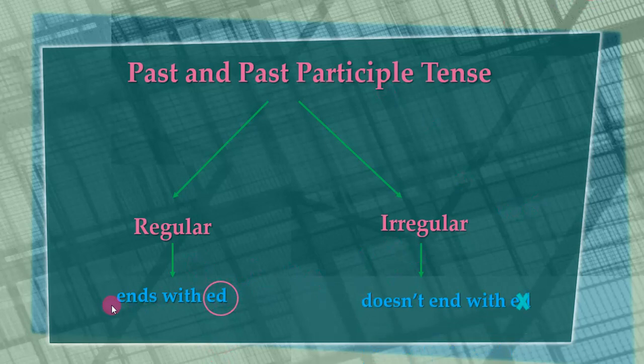So our lesson for today is about the regular verb that ends with ed, the past and participle verb. We're not going to talk about the irregular one. The ed that comes at the end of the past verb or the past participle verb is pronounced in three ways.